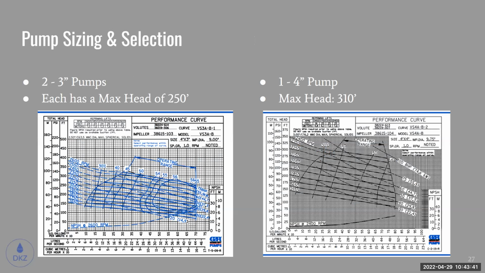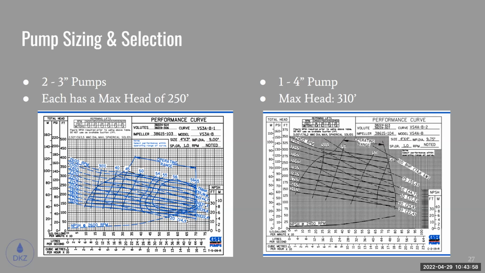So when we went to size our pumps, as Dean said earlier, we're putting a booster pump at each dewatering pump location. And we assume that those pumps are going to add no energy to the system and it will be pumping from zero head. So with that being said, we need 2 3-inch pumps and 1 4-inch pump.